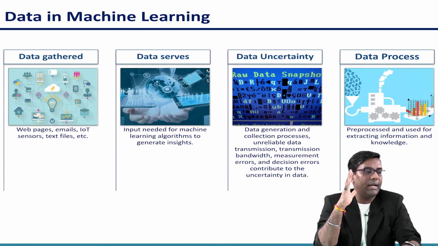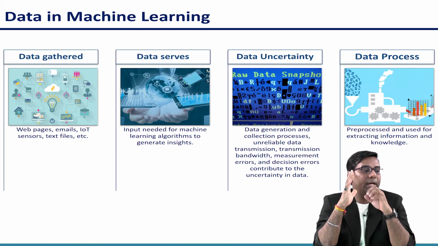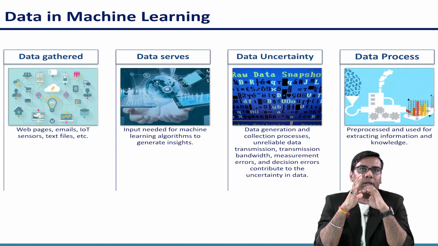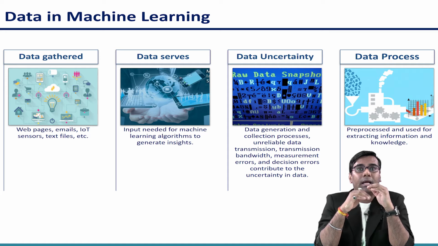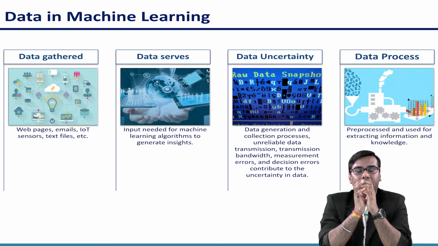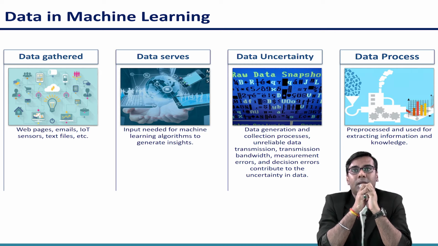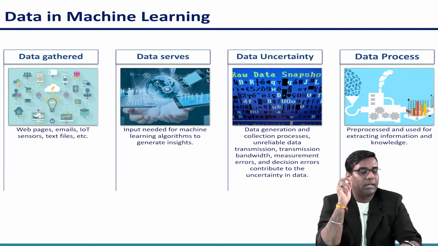So we have decided the role of data: we are giving information or inputting data into the machines, and then the machine learning algorithm generates the insights, to make meaning of what data we have inputted. They are making information about those data, generating the insights. And then we have data uncertainty.